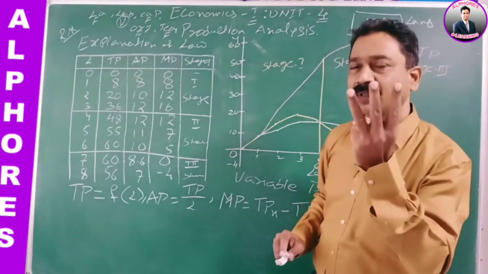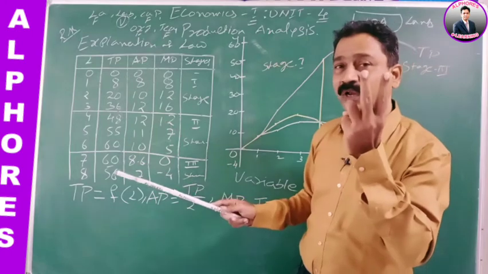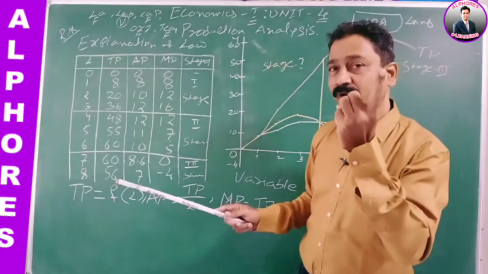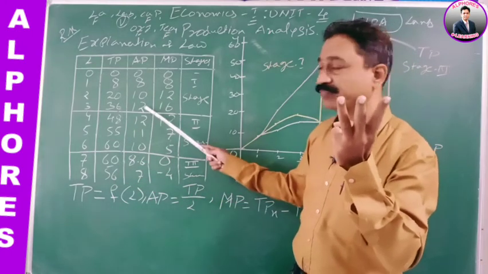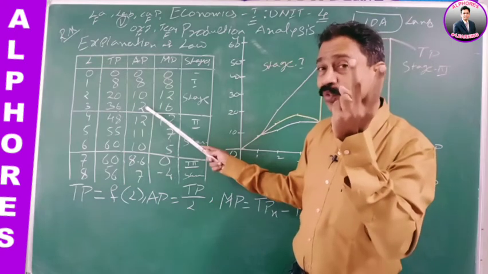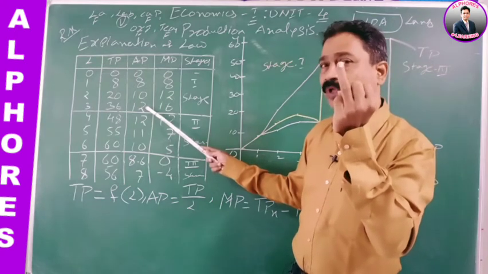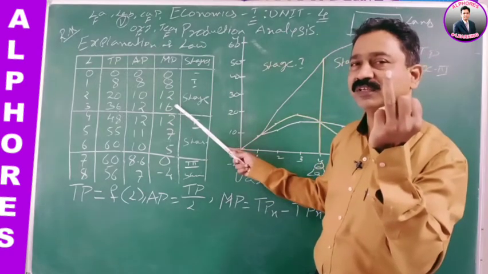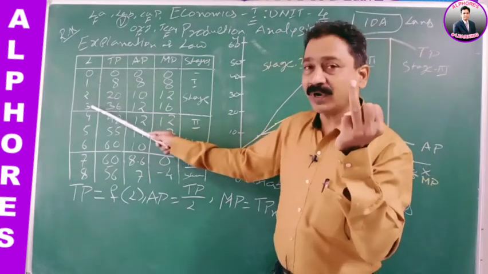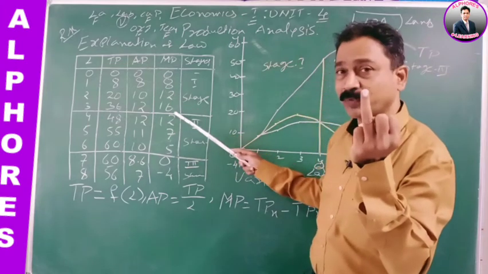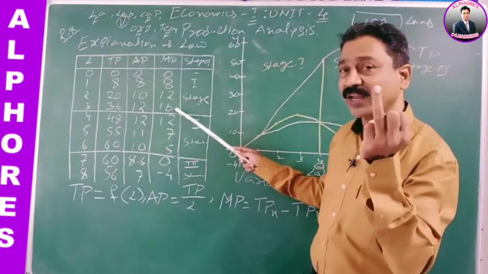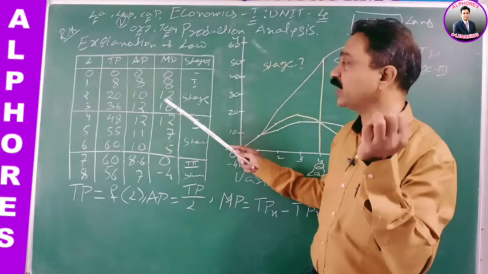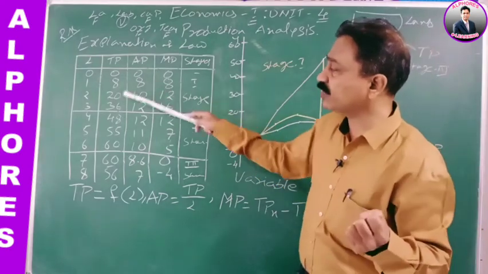Three labor, each producing 12, 12, 12. 12, 24, 36. But already 2 labors were there. Let us put it down. Third labor, how much is he producing? 16 quintals. Marginal labor producing, marginal productivity is 16 quintals or 16 units. This is the first stage where everything is increasing.